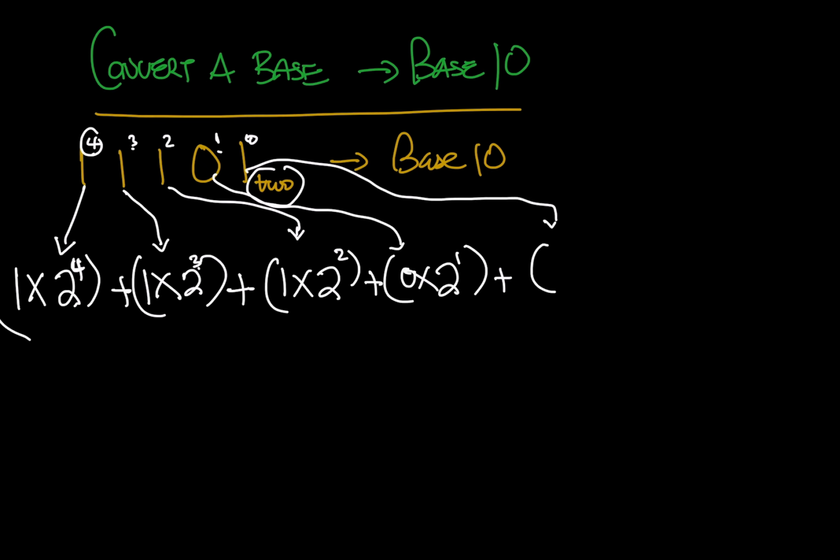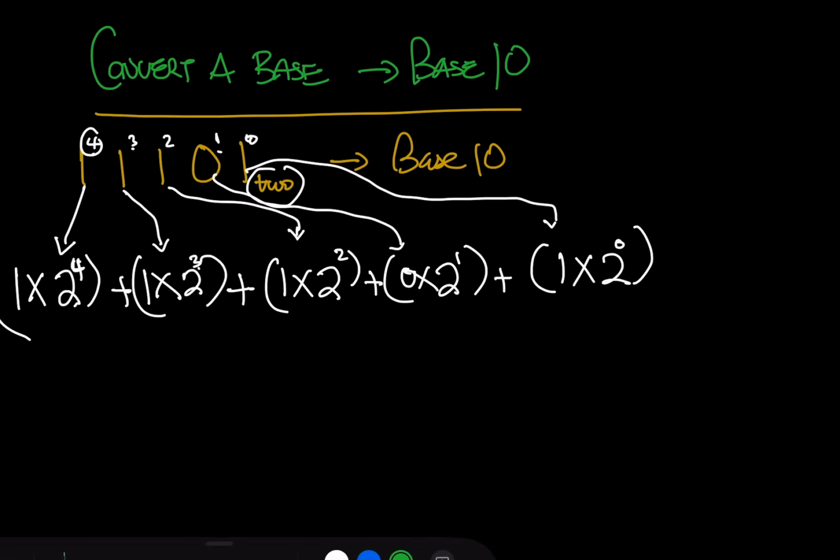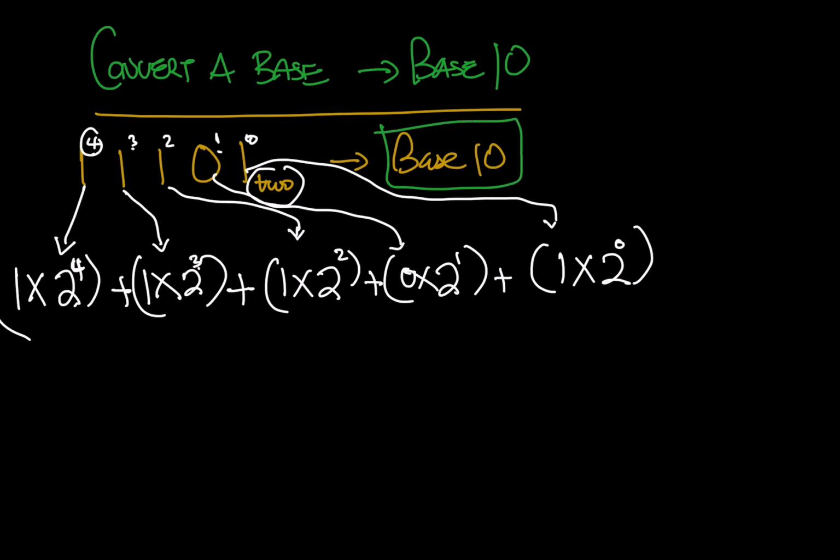Okay, last number, which is 1. It's going to be 1 multiplied by the base to the power 0. Like this. And then we try to solve it in a very nice way. Once we get the answer, that answer is going to be in base 10. So to convert something to base 10, always write these numbers at the top of the number that you're trying to change. And then once you have that, everything will be fine.